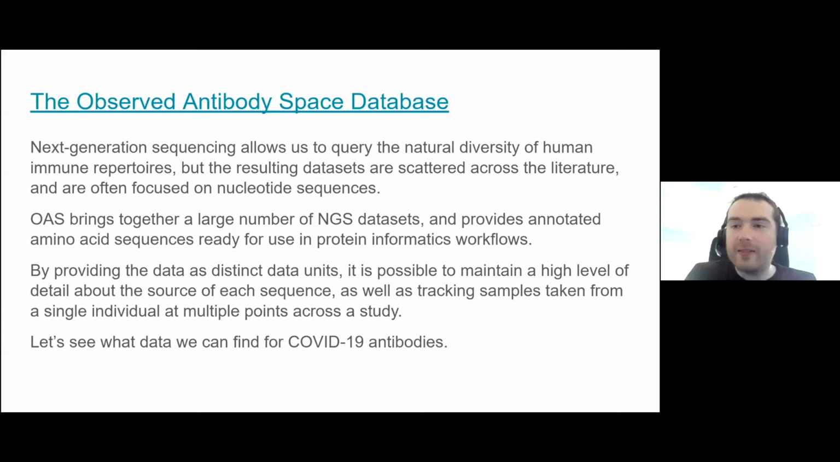And so I should also mention, in the cheat sheet that you've been provided with, towards the bottom, there are links to all of the databases and tools. So if you want to click along to any of those, you can find the links in there.